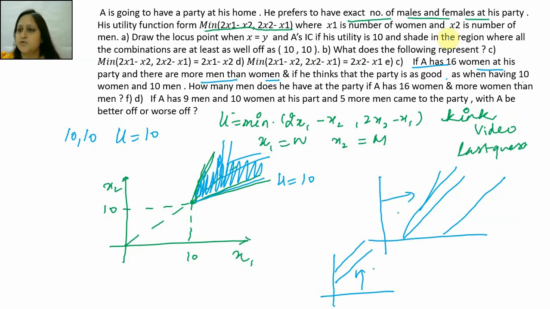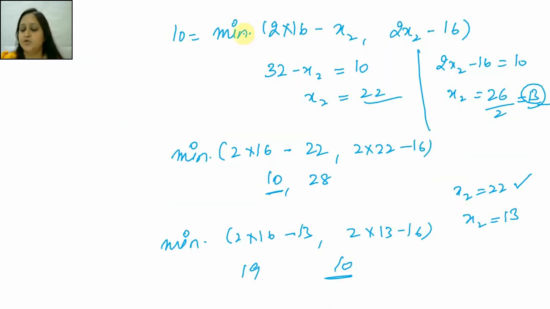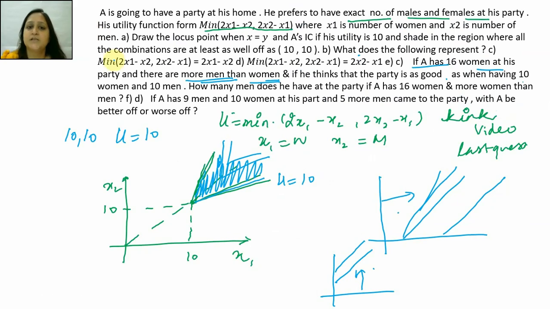So if he saw that there are 16 women in his party, how many men? And there are more men than women. If the options are 13 and 22, then 13 cannot be the answer because I need more men than women. Then how many men will there be?